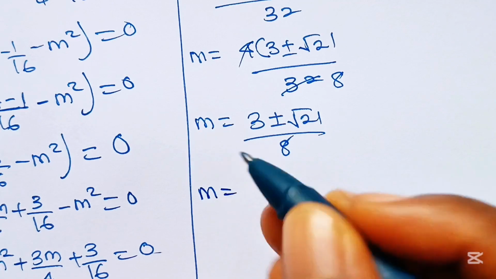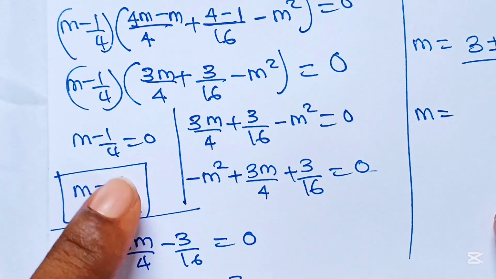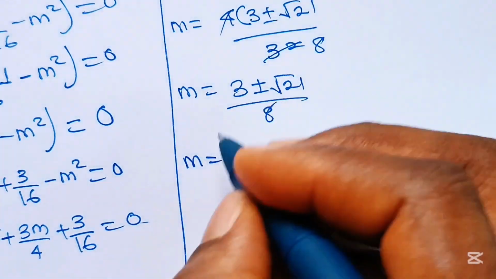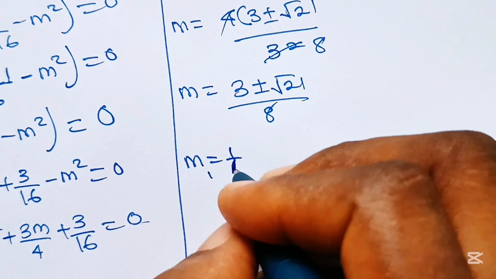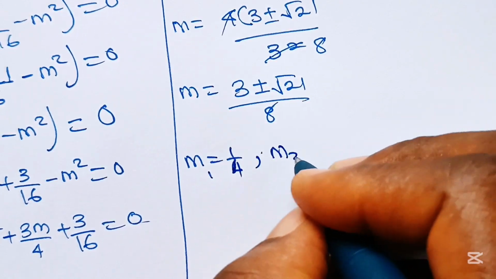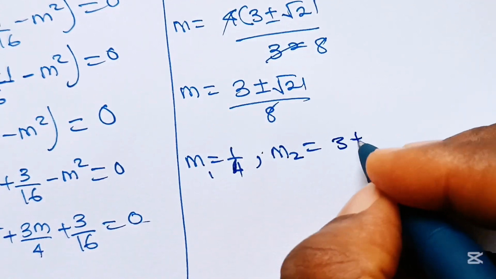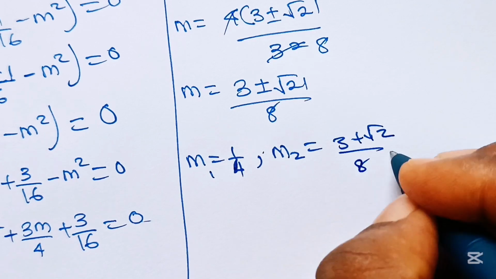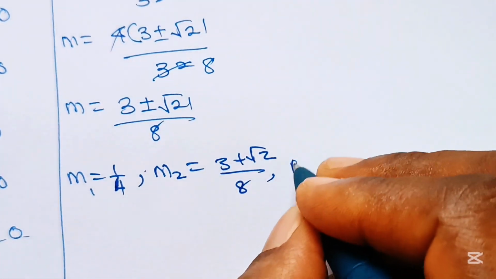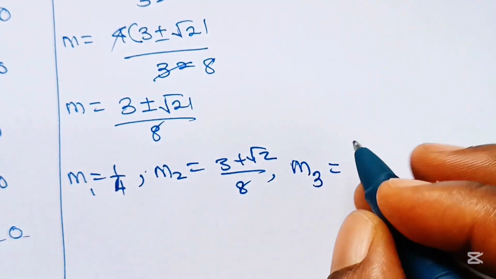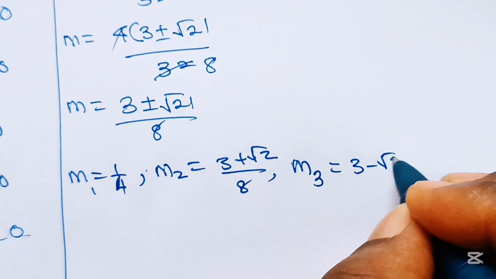The first value of m is equal to 1 over 4, you can see that, right? Now the second value of m should be 3 plus root 21 divided by 8, while the third value of m is equal to 3 minus root 21 over 8.